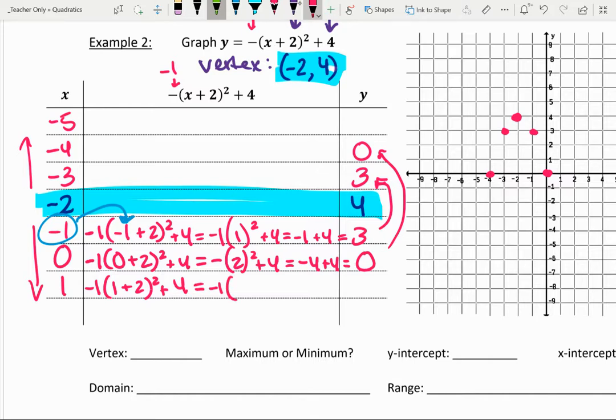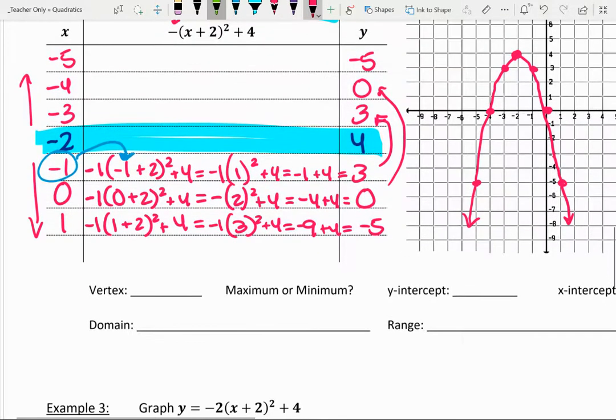I can plug in just a few and get some for free. 1 plus 2 squared, that'll be 3 squared. 3 squared is 9, times that -1 is -9. And then that'll give me -5 as my y value. -5 as well. And so I can graph my parabola here. Oh no, okay. Pretty close. Yours will look better than mine, I hope.